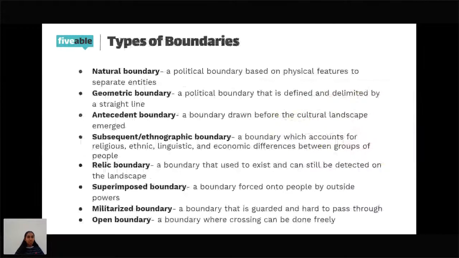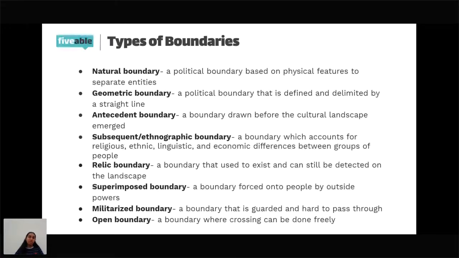So these are the types of boundaries. I know there's a lot, but after you learn all of them, you can probably start figuring them out by just context clues. So a natural boundary is a political boundary based on physical features to separate 2 entities. And an example of this is the Himalayan mountains separating India and China, and that creates a natural barrier between the 2 countries.